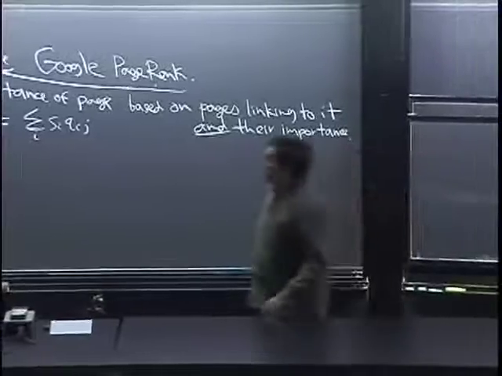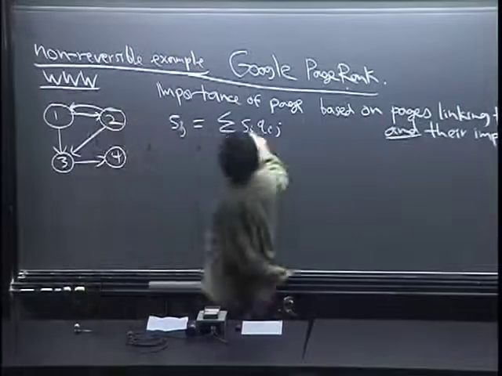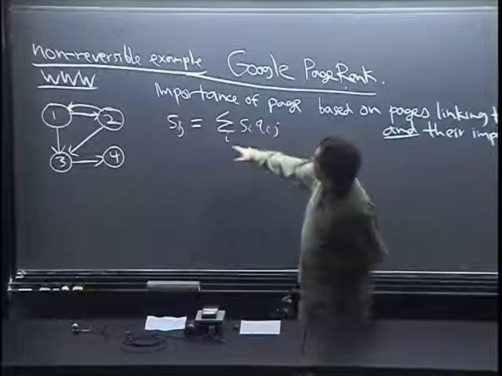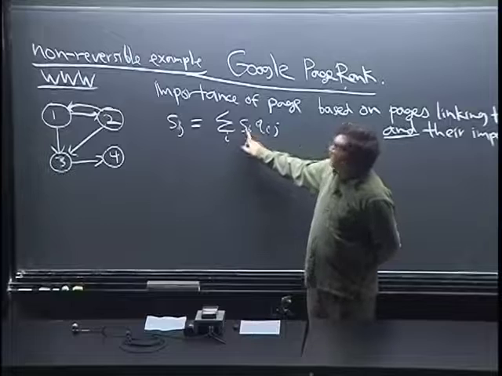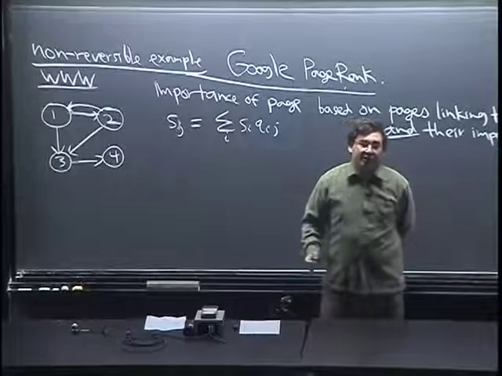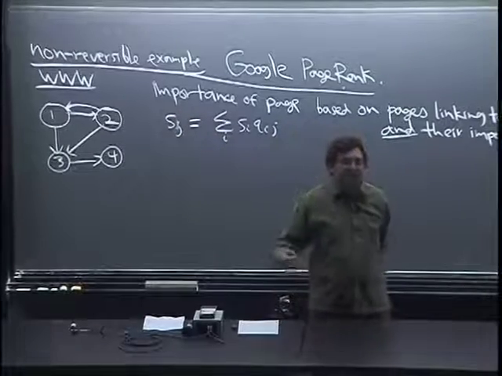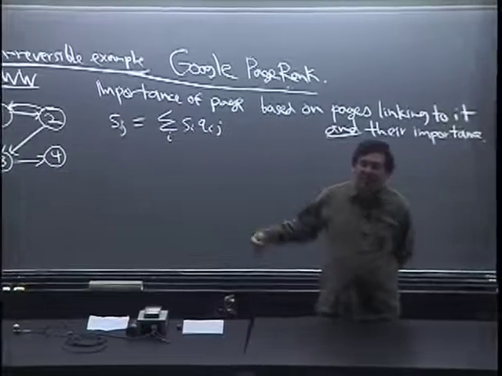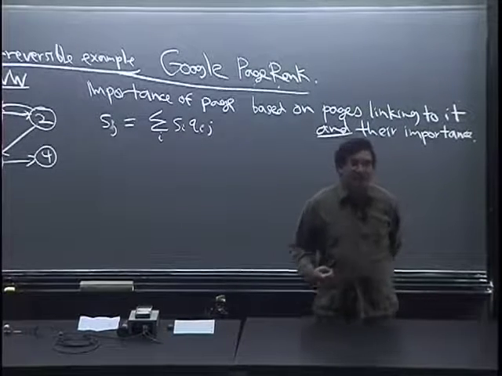Well, they pointed out that a simple thing to do would just be to let the score of the jth page be the sum of all the scores of all i that link to j, right? So in other words, you're thinking of an incoming link as recommending that page, and you add up all the scores of the recommenders, right?